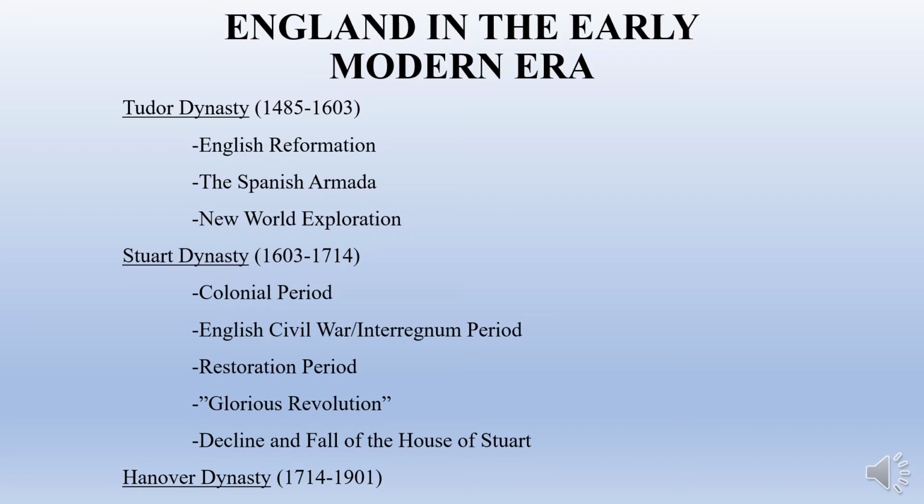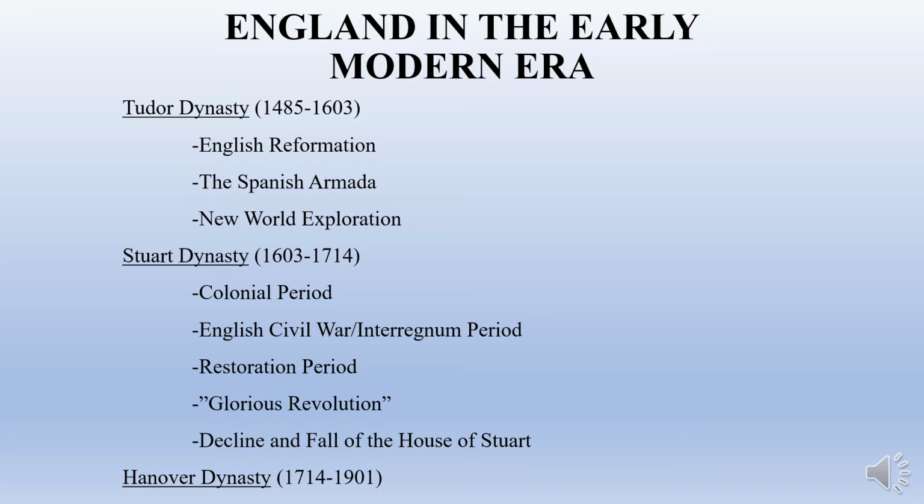When we look at England in the early modern era, what we're looking at is the political situation that will lead to English colonization of the New World. The three dynasties that will rule over England during this period, from approximately 1485 all the way through American independence in 1783, begin with the Tudor dynasty, who will reign from 1485 to 1603.